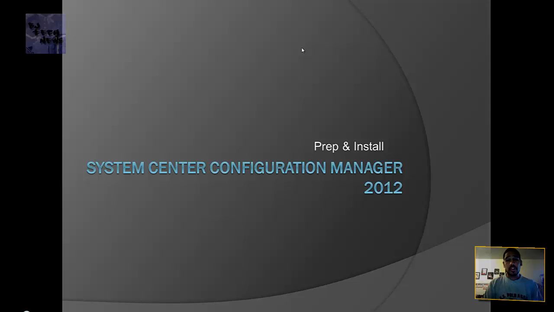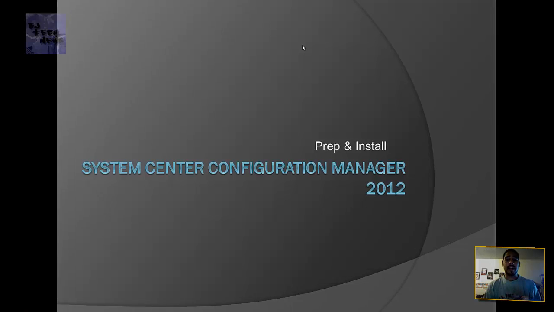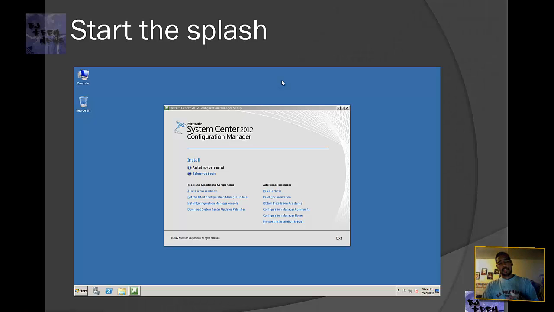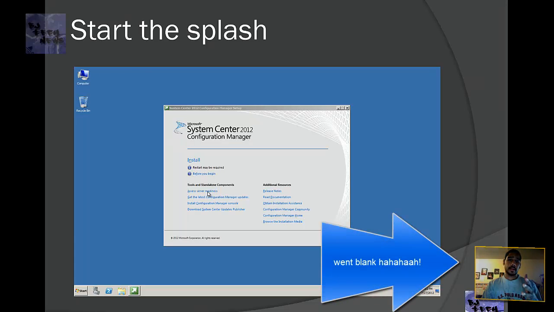So I got the files from Microsoft. The files are about 4 gigs. I unzipped it, it was an exe file. I unzipped it, placed all the files into my C drive, and started the splash file. Now, when you start that program up, you get this. The first thing you want to do is the server readiness. You want to make sure that the server is ready for SCCM 2012.